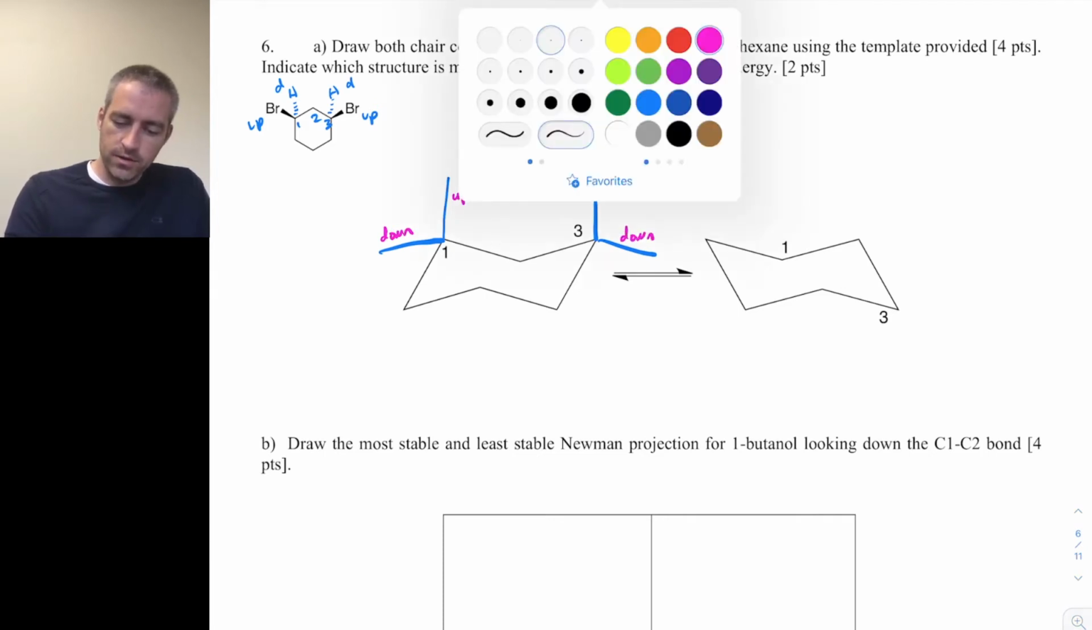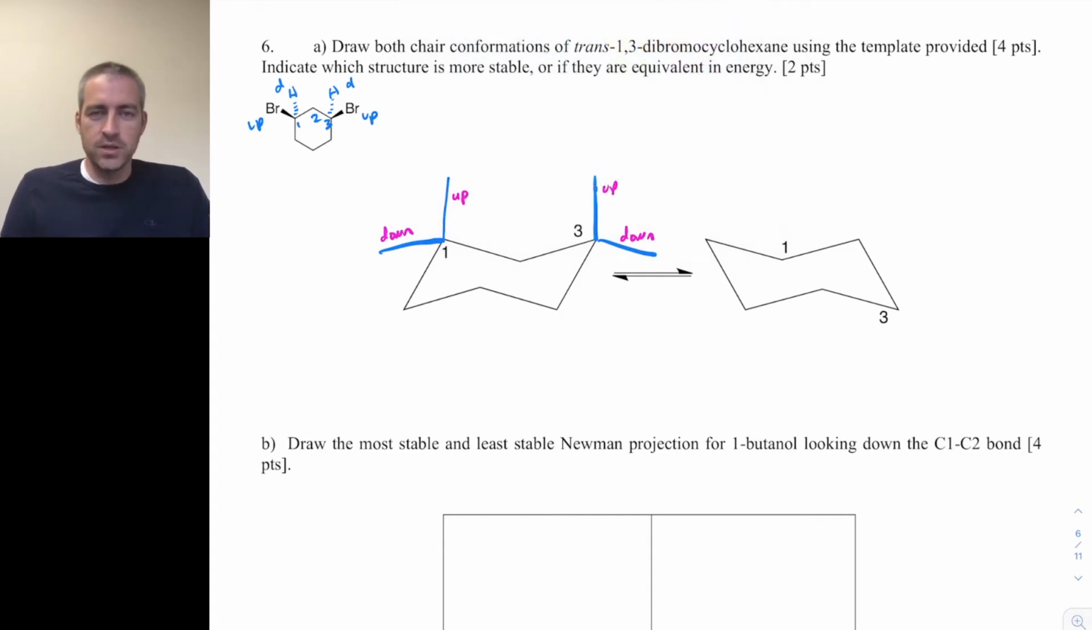Up and down are relative terms here. It doesn't mean up always means axial. Up can be equatorial if it was on a different carbon. But anyway, we have the up position is Br, and the down position is hydrogen. Up position is Br, down position is hydrogen.